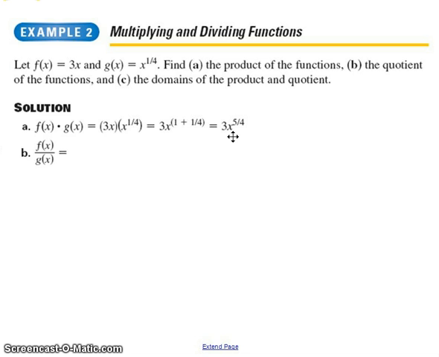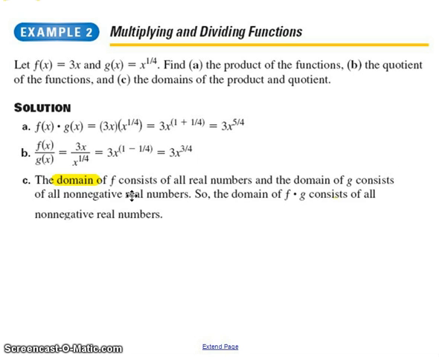B, this time we're dividing them. Putting 3x in the top and x to the 1/4 on the bottom. Well, again, remember that's x to the 1. So you've got 1 minus 1/4. And 1 minus 1/4 is 3/4, but that 3/4 only applies to the x. So you end up with 3x to the 3/4.